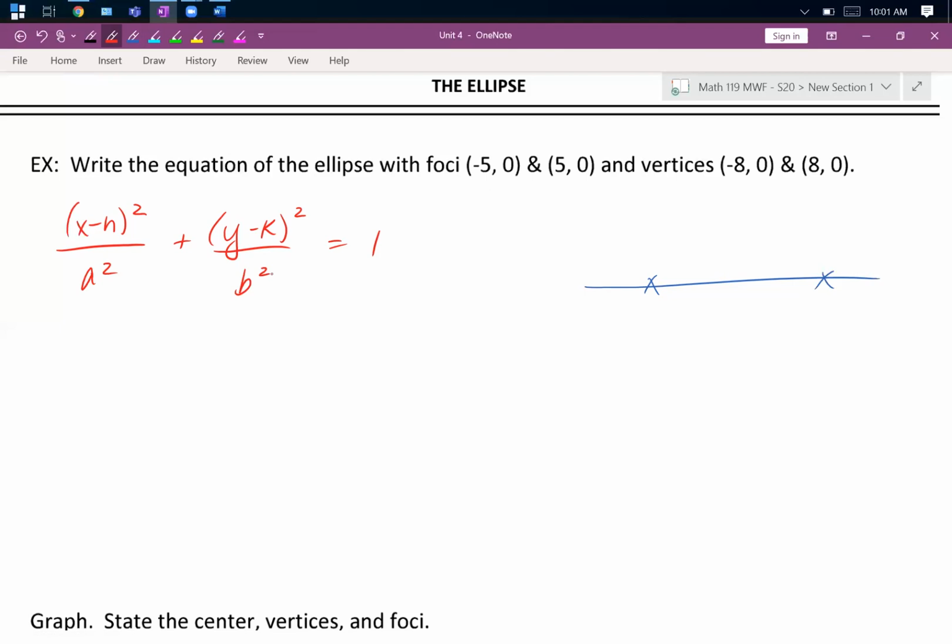What is our center going to be? Any ideas? Origin. And how do you know it's going to be the origin? You're correct. Well, there are zeros there.